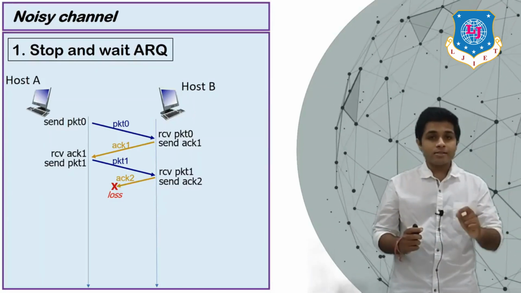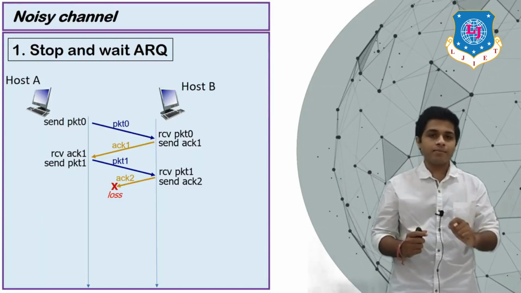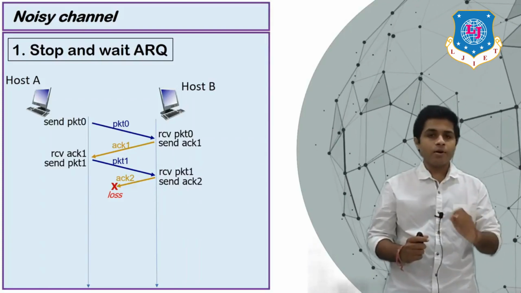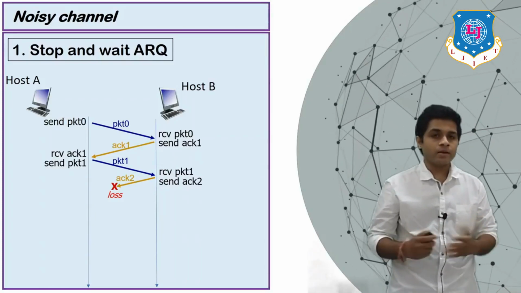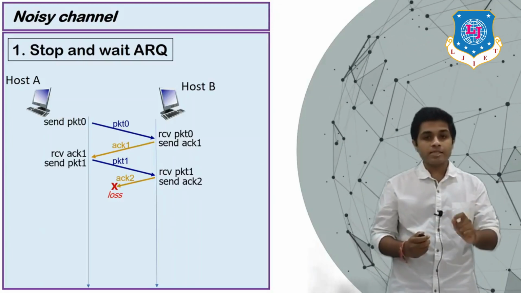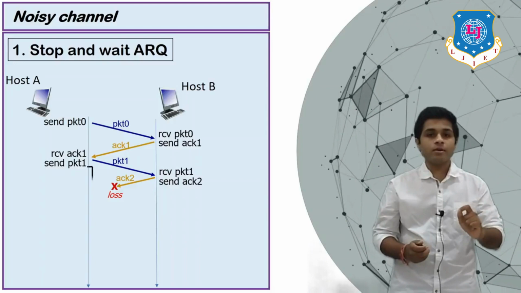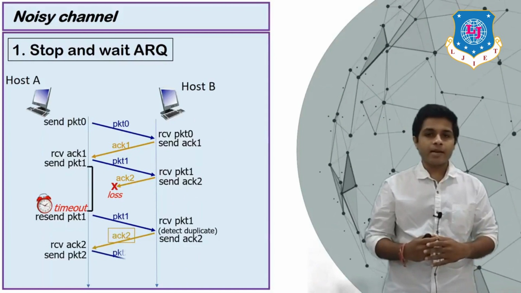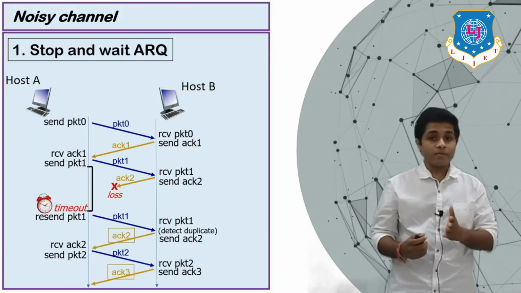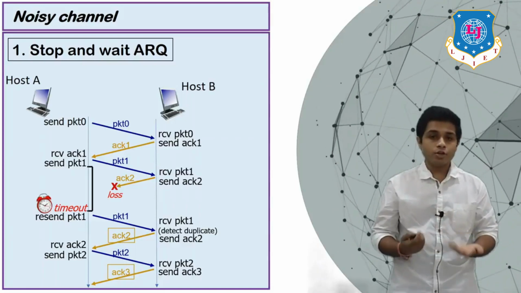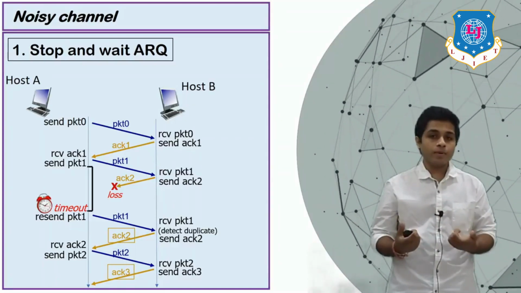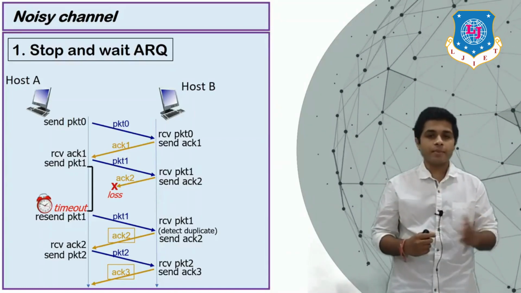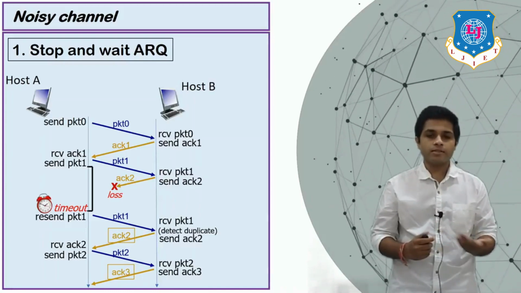So in this case, again A will use the timer. After sending the packet 1, it will use the timer for some fixed amount of time, let's say 5 seconds. So after sending packet 1, it will wait for 5 seconds. If no acknowledgement is received, it will send the packet 1 again. So B will receive the packet 1. Now B has received the packet 1 again, so it will delete the duplicate and keep the new one, and it will send the ACK2. A will receive the acknowledgement 2, so it will send the packet 2. B will receive the packet 2 and it will send the ACK3.